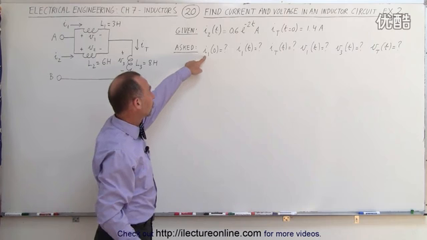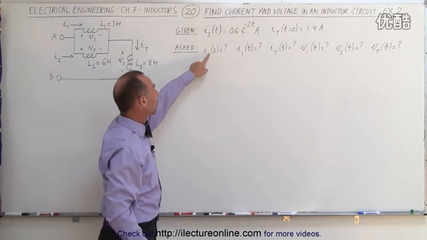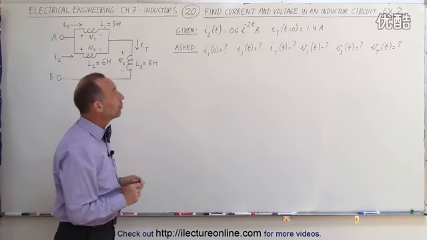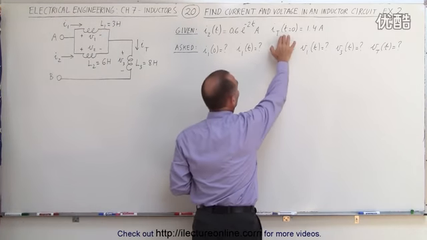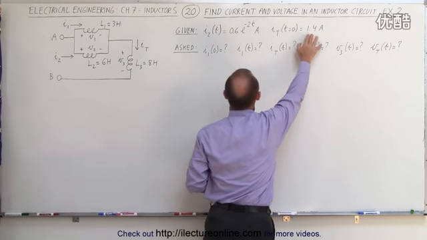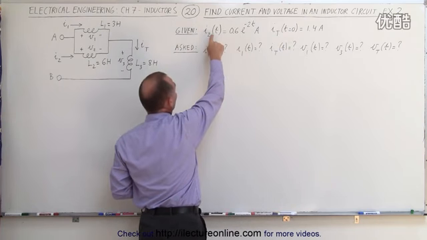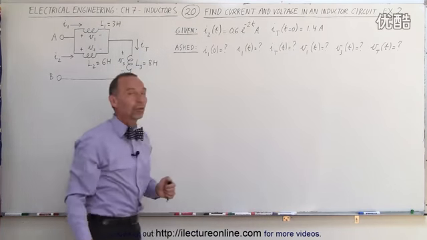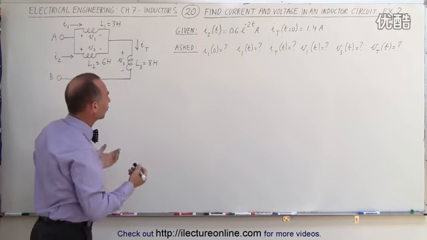Starting with the initial current when time equals 0 through inductor 1. Well, to do that, since we know that the total initial current through the entire circuit is 1.4 amps, we need to find the initial current through inductor 2, subtract that from the total to get the initial current through inductor 1. So let's do that first.